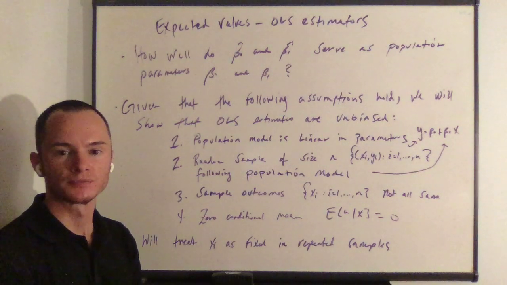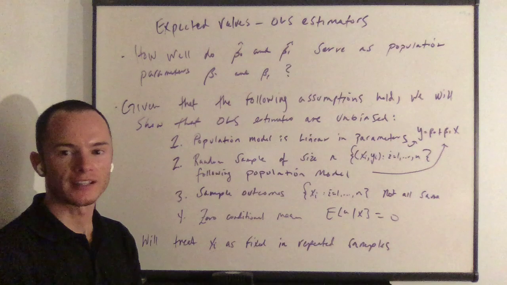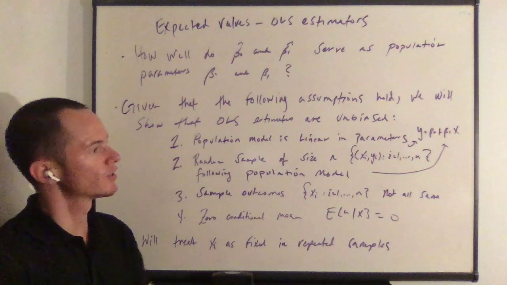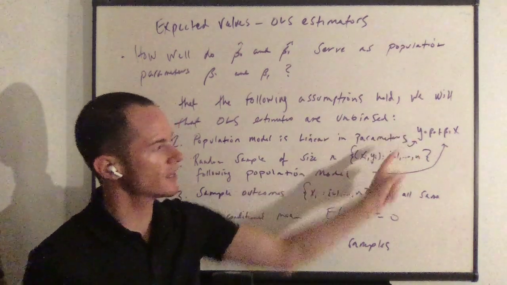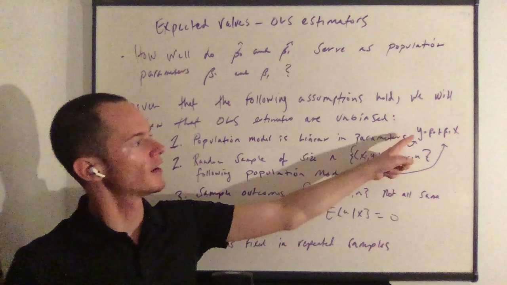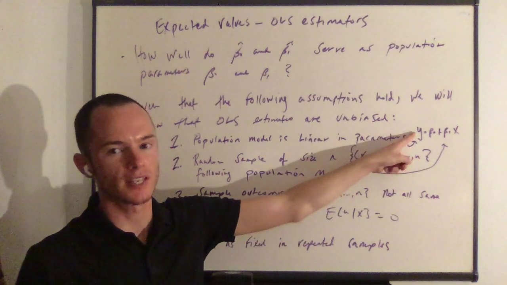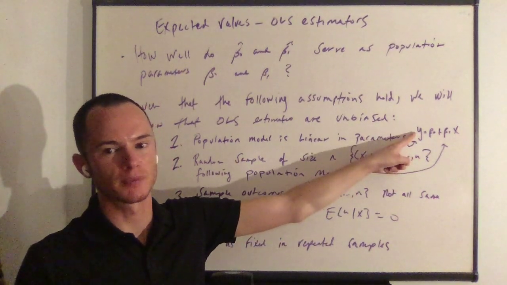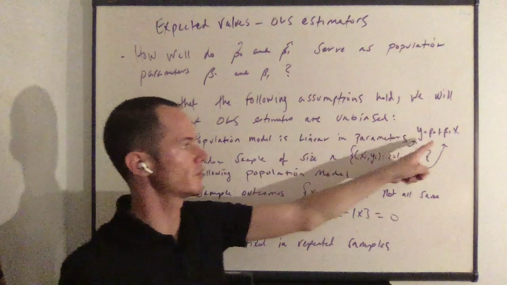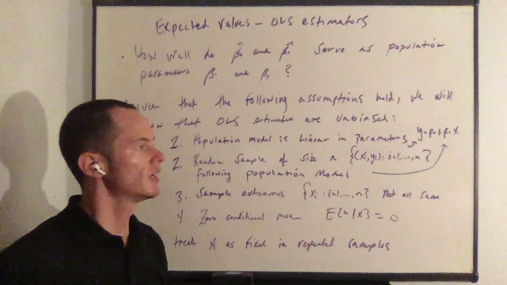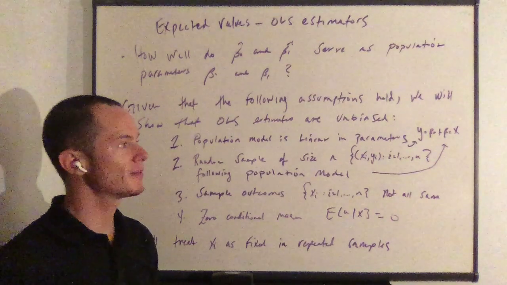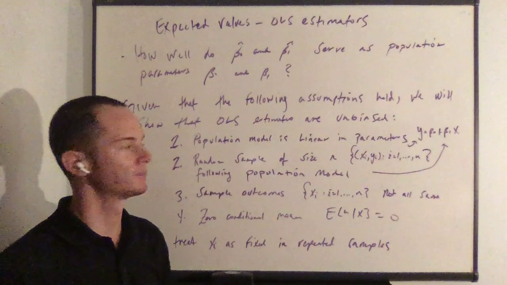Number one, the population model is linear in parameters. So we're assuming that the functional form is as such: y equals beta naught plus beta 1 times x. Okay, so this is a function that is linear in the parameters beta naught and beta 1.